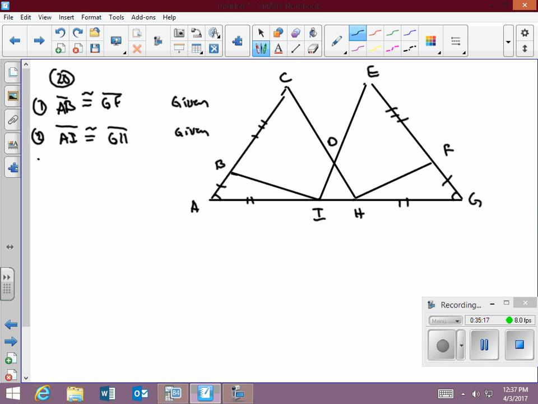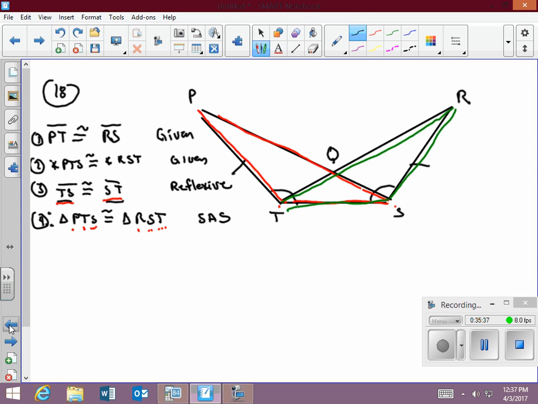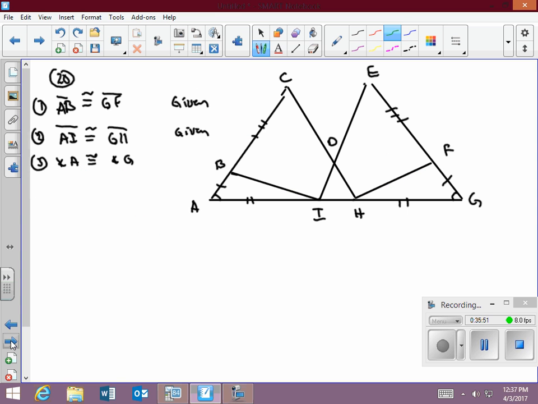And then number three, angle A is congruent to angle G. Now sometimes you can use the vertex point as the angle, but sometimes, like I did back here, you have to specify the angle, like this number 2 right here. You couldn't use the angle at T because there are 2 angles at T, so you have to specify it. But with this one, I can just use A and G because there's only one angle at that point.